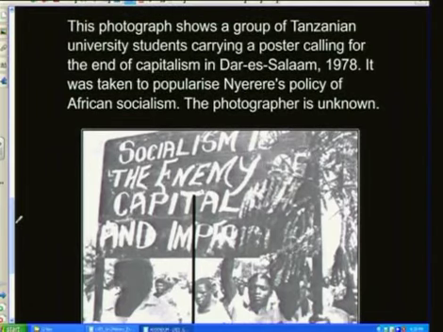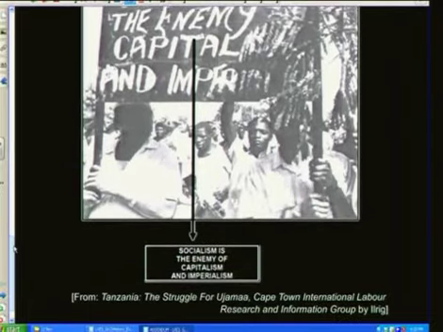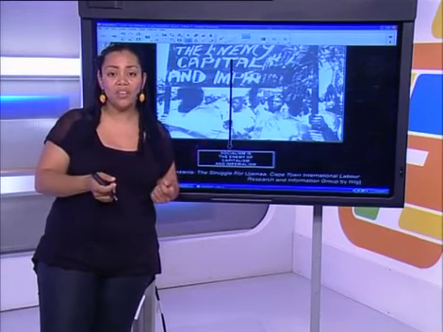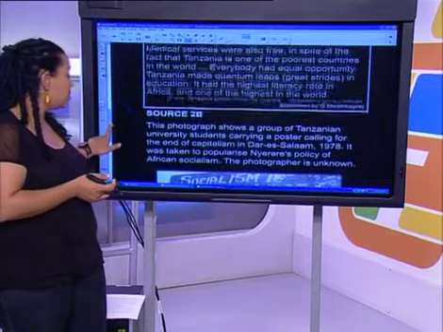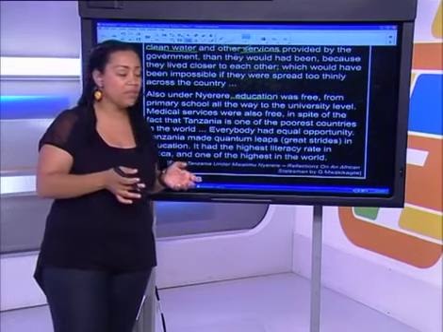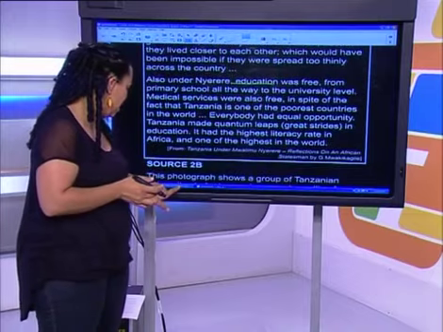It shows a photograph of university students in Tanzania, and the placard says, socialism is the enemy of capitalism and imperialism. So if I can just take you a few steps back and remind you about Tanzania before Nyerere came into power. It was a colony, and people, especially those living in the rural areas, lived under a lot of poverty. Okay. So let's just go back to that question again.